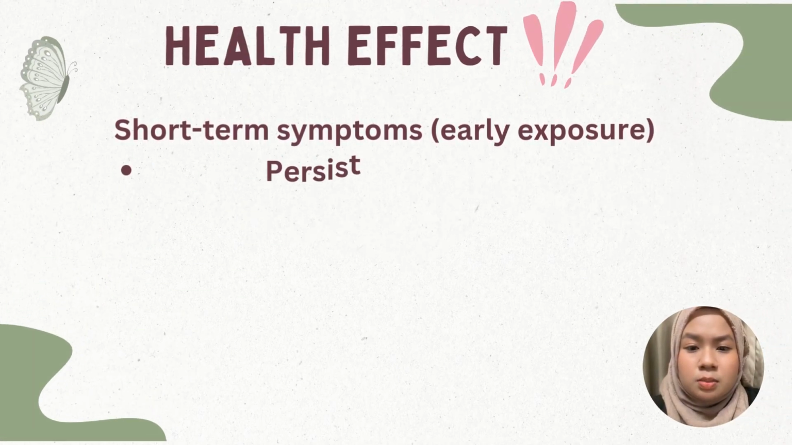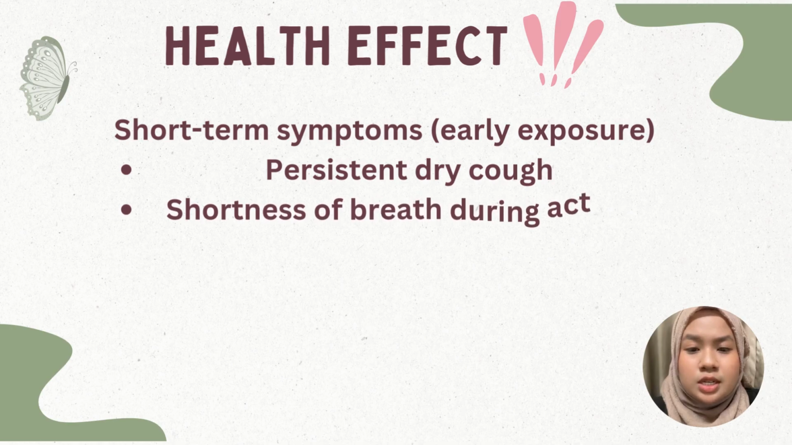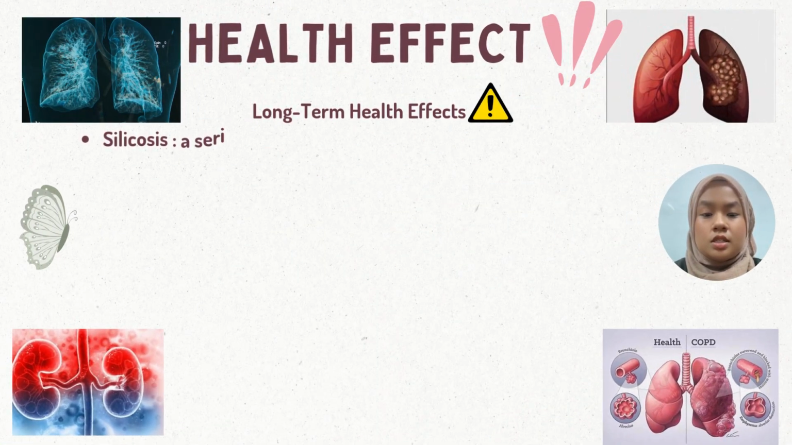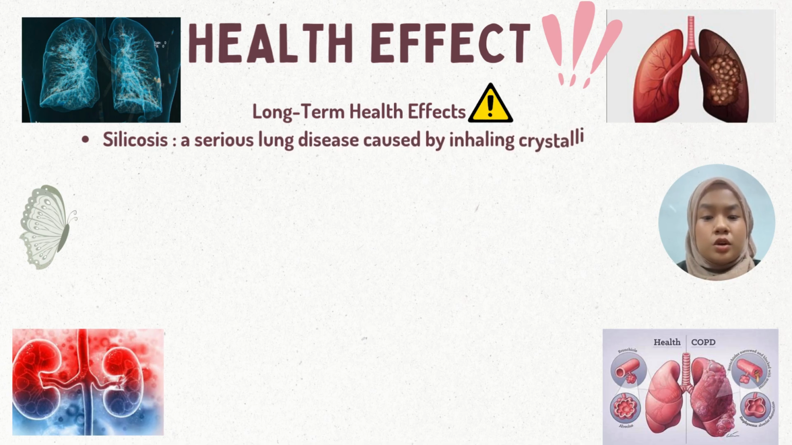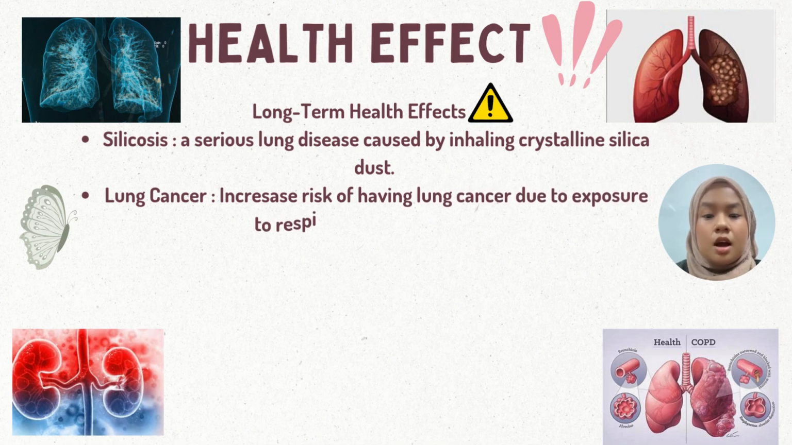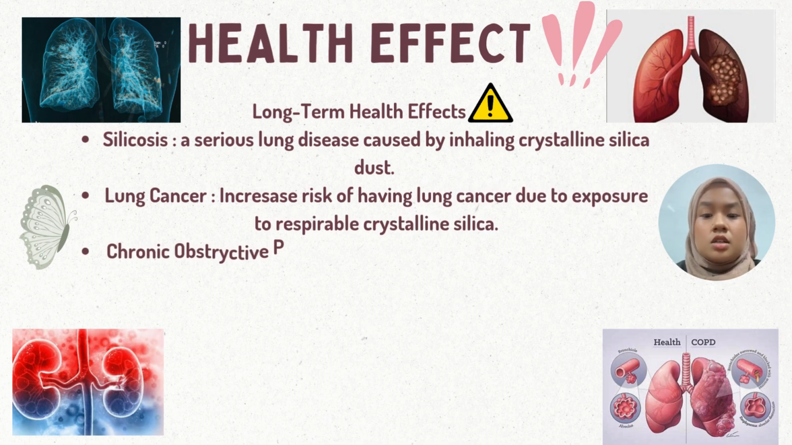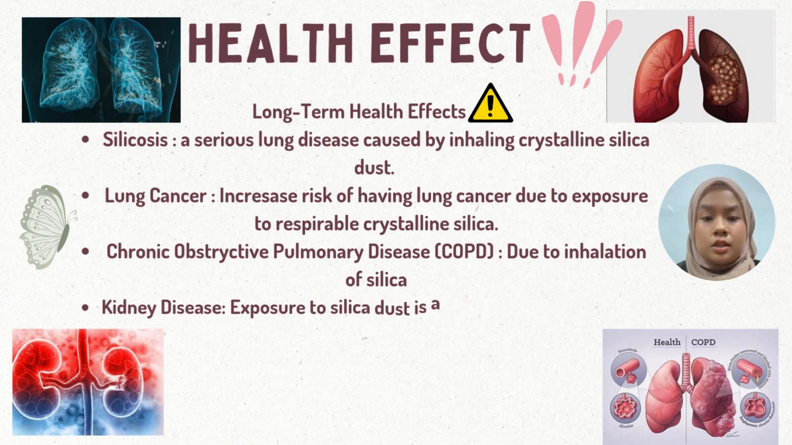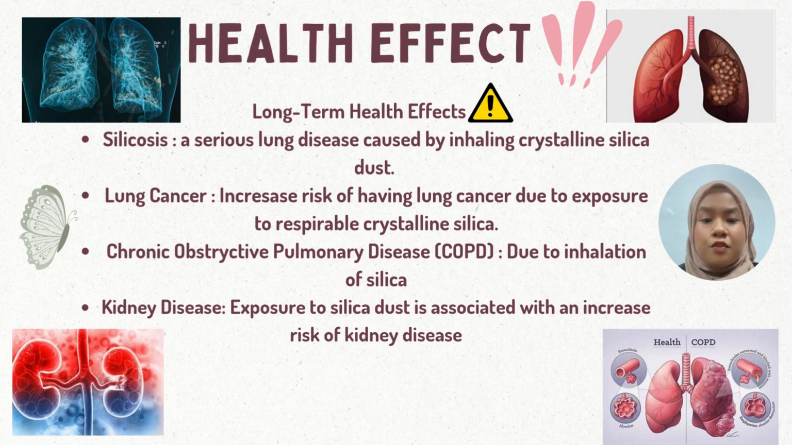Silicosis happens because of long-term exposure to silica dust. There are some short-term effects of early exposure to silica, such as persistent dry cough, shortness of breath during activity, chest discomfort or tightness, fatigue or weakness. Long-term exposure to silica dust can cause serious health effects. The most well-known is silicosis, a lung disease that leads to scarring and breathing difficulties. Other conditions include lung cancer, COPD, kidney disease, tuberculosis, and autoimmune disorders. These can develop slowly or suddenly, depending on the level and duration of exposure.